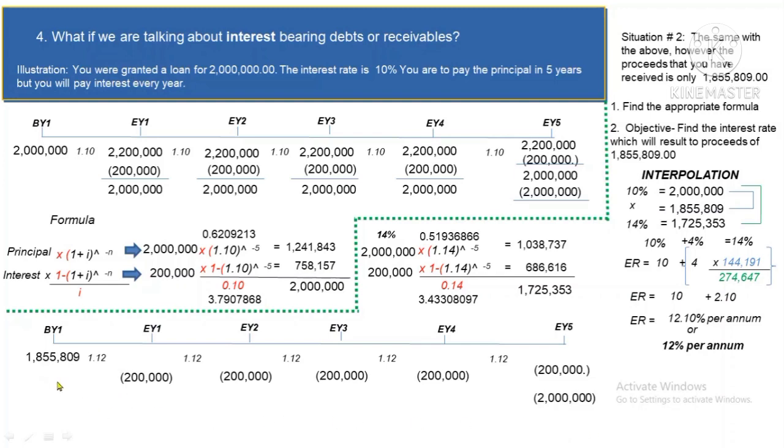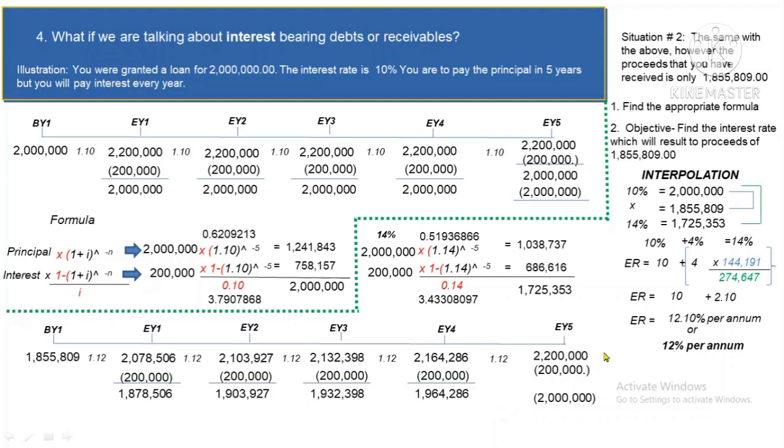So, 1,855,809 times 1.12, you have 2,078,506 minus 200,000, you have 1,878,506 times 1.12, you have 2,103,927 minus 200,000, you have 1,903,927 times 1.12, you have 2,132,398 minus 200,000, you have 1,932,398 times 1.12 again, you have 2,164,286 minus 200,000, you have 1,964,286 times 1.12, then you are going to get 2.2 million. Minus the last interest payment, you have 2 million. And minus the principal payment, of course, it will become zero. That means the effective rate is really 12%.